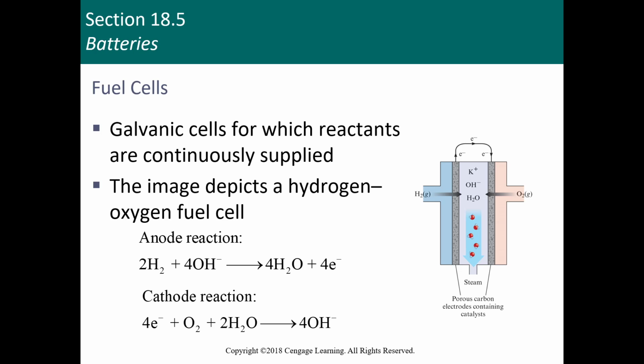So galvanic cells for which reactants are continuously supplied are called fuel cells. All a fuel cell is, is a galvanic cell that you keep feeding reactants to and taking away the products. So right here, this is a hydrogen oxygen fuel cell. This is the basic overall concept of what you'd see in a hydrogen fuel cell car. Frankly, the individual concepts, I don't know. They're proprietary. I don't know what's going to actually get put in a car.